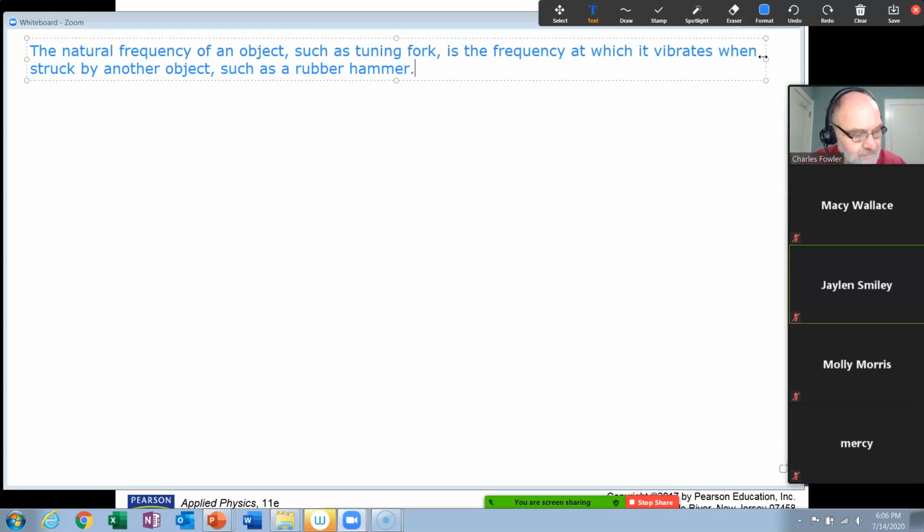Now, the sounding board on a guitar is forced to vibrate at the same frequency as all the strings because of the energy transfer from the strings to the sounding board. That's what they call a forced vibration. I'm not going to type that in because that's sort of complicated sounding. But the next word I do want to type in is the title of this section, resonance. This is called sympathetic vibration or resonance, and here's what that means.